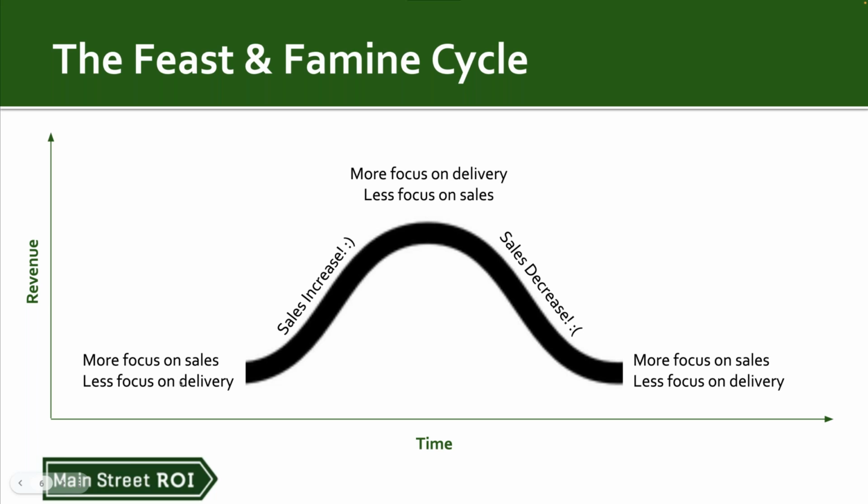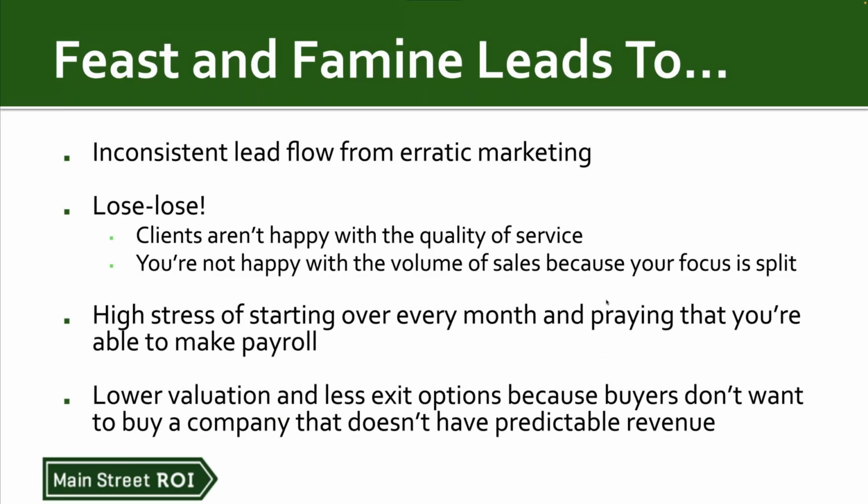So you can see here on my screen, it starts off with you focusing more on sales and less focused on delivery. So then sales increase, at which point you have to fulfill on that work. So you focus on delivering and less focusing on sales. That starts to drop as sales decrease as you complete a lot of that work. And then you get into this cycle of having to go up and down. Now, this leads to inconsistent lead flow from erratic marketing, as maybe you're not marketing as much when you're trying to fulfill on that work.